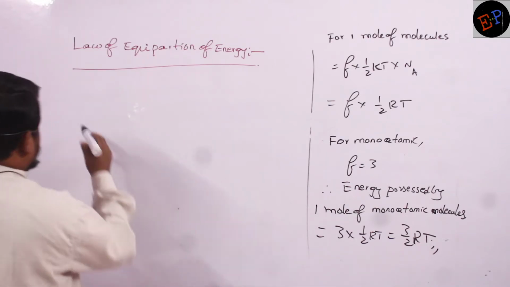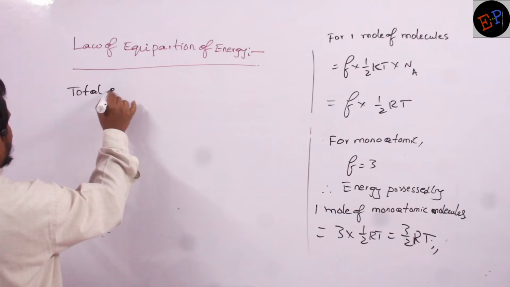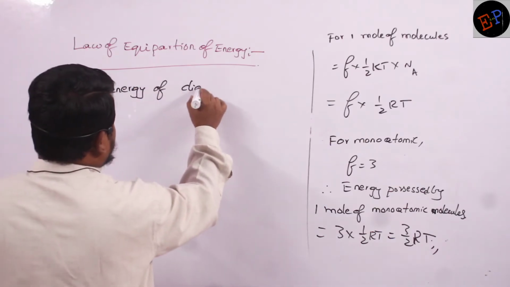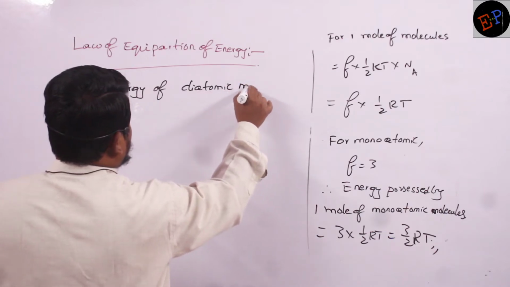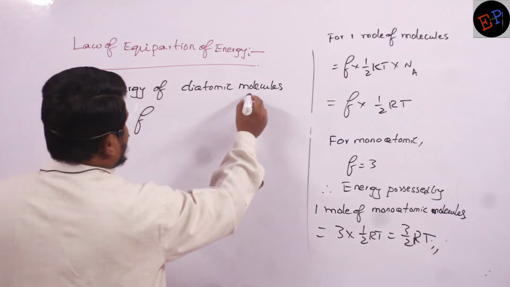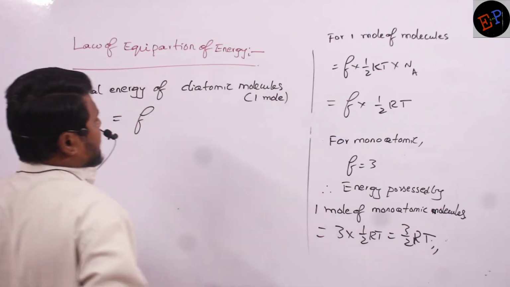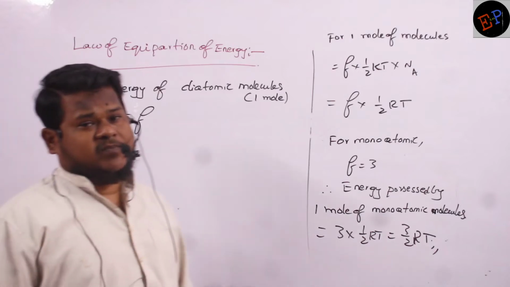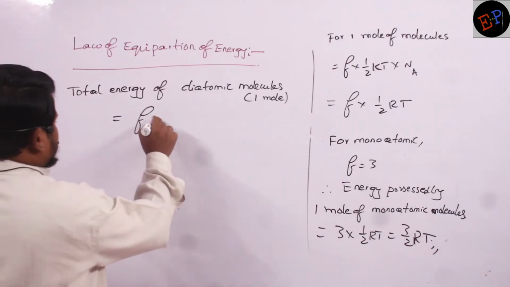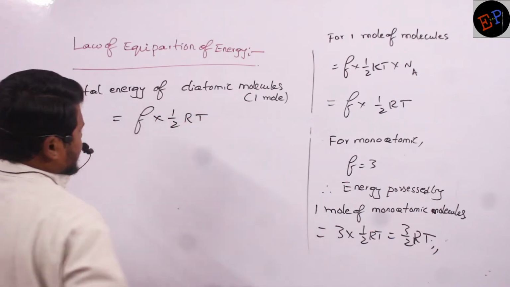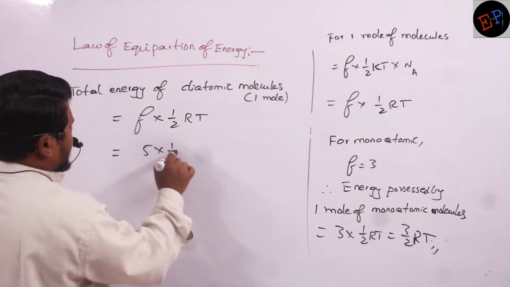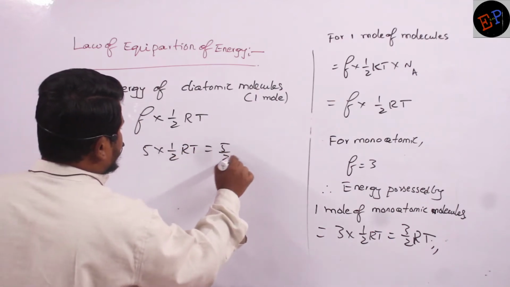So therefore we write the total energy of diatomic molecules. Again the same formula. F multiplied by half RT for 1 mole, this you should not forget, for 1 mole. For a single molecule you have to write k. For a mole of molecules you have to write R. That's it. So F into half RT for 1 mole of molecules. So the number of degrees of freedom? 5. 5 into half RT. So it is 5 by 2 RT.